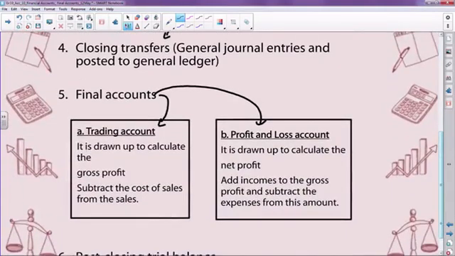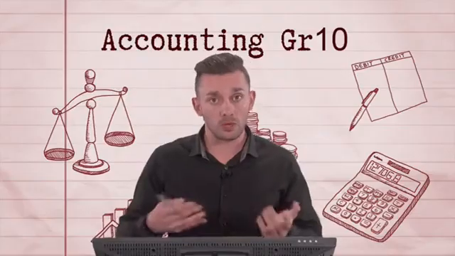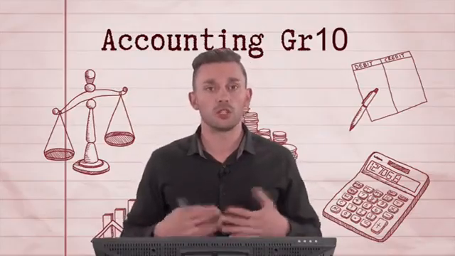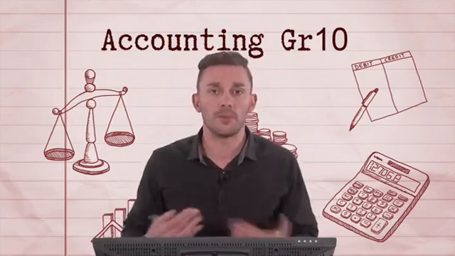Now remember, your gross profit will be calculated in your trading account. That will be your sales, your cost of sales and your debtors allowances. As you've studied, that will go to your trading account, or your net sales, if I can say it like that. Then your profit and loss will have your gross profit in it. It is called a trading account because businesses normally trade with goods, so they buy and sell.